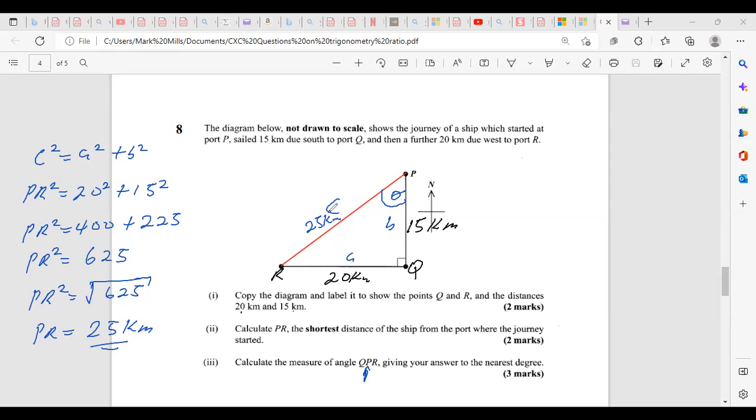Supposing we don't have the PR and want to find the angle, which formula will you use? Let's label the sides first, right? So if you label the sides, what do we call this side? This is the opposite, right? Adjacent and what? Hypotenuse. Which two sides are we given?